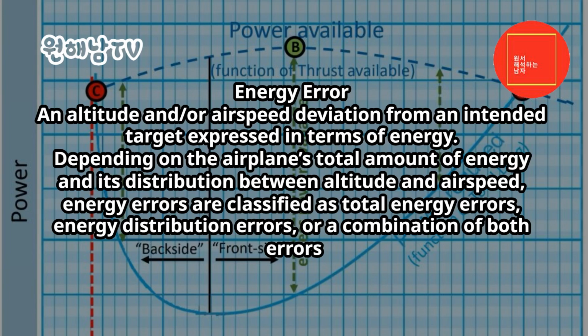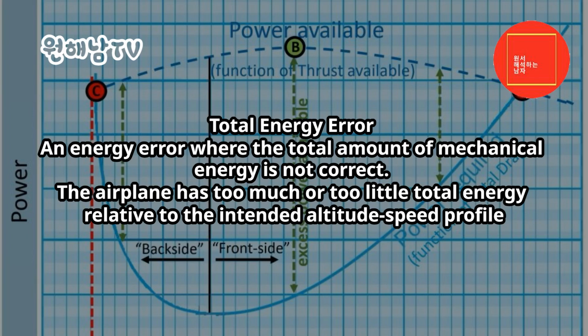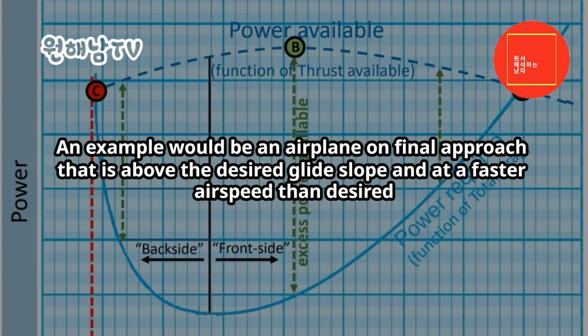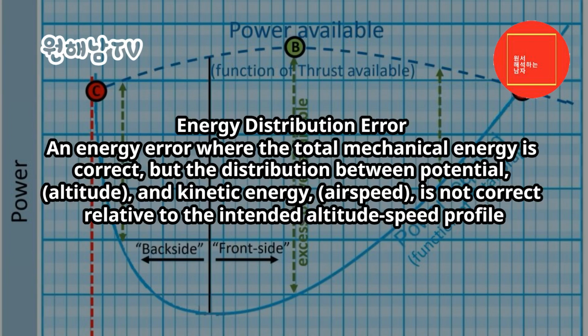Depending on the airplane's total amount of energy and its distribution between altitude and airspeed, energy errors are classified as total energy errors, energy distribution errors, or a combination of both errors. Total energy error. An energy error where the total amount of mechanical energy is not correct. The airplane has too much or too little total energy relative to the intended altitude-speed profile. When this error occurs, the pilot will observe that altitude and airspeed deviate in the same direction, e.g., higher and faster than desired or lower and slower than desired. An example would be an airplane on final approach that is above the desired glide slope, and at a faster airspeed than desired.